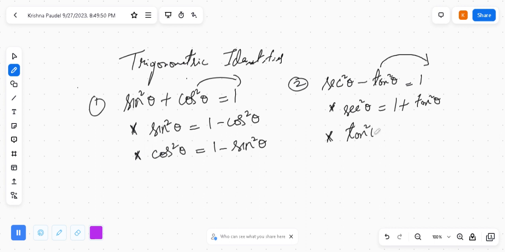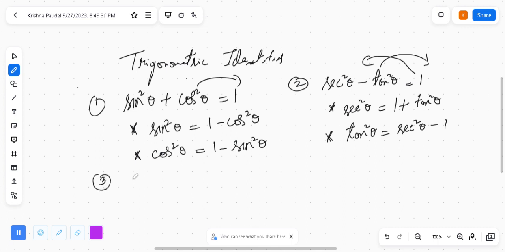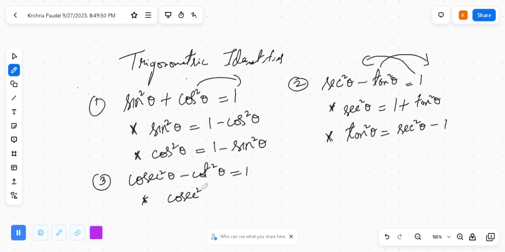Next, what we can get here is tan square theta is equal to sec square theta minus 1, since the 1 comes to this side. And lastly, the third identity is cosec square theta minus cot square theta is always 1. And from here again we can get two more points. One is cosec square theta is equal to 1 plus cot square theta, and cot square theta is equal to cosec square theta minus 1.